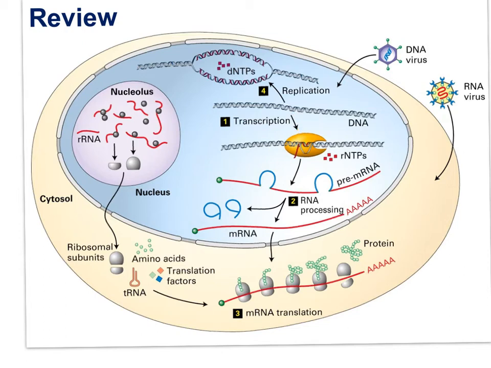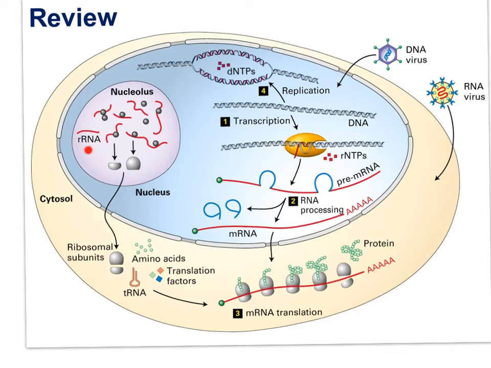Transcription is here, with RNA polymerase, as well as the ribonucleoside triphosphates. Then the RNA is processed with the removal of introns. The RNA leaves the nucleus and translation occurs in the cytoplasm.